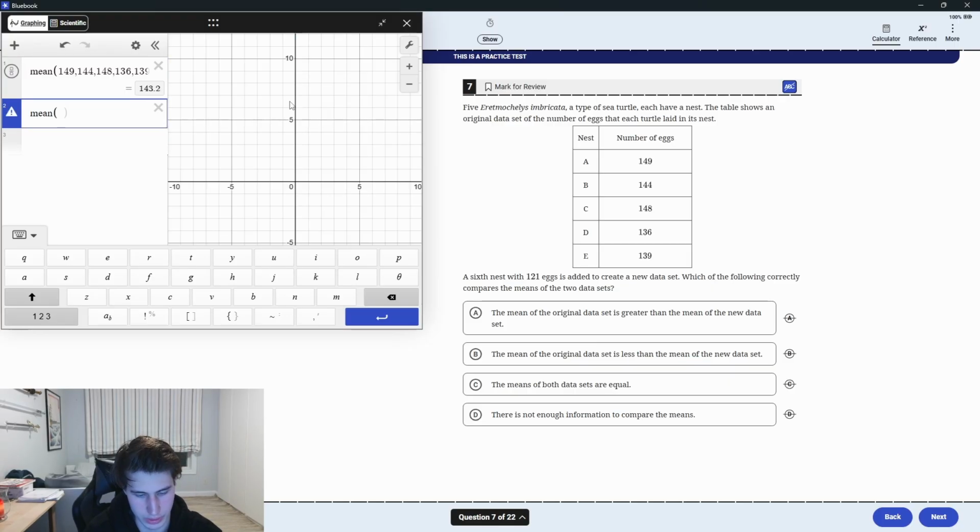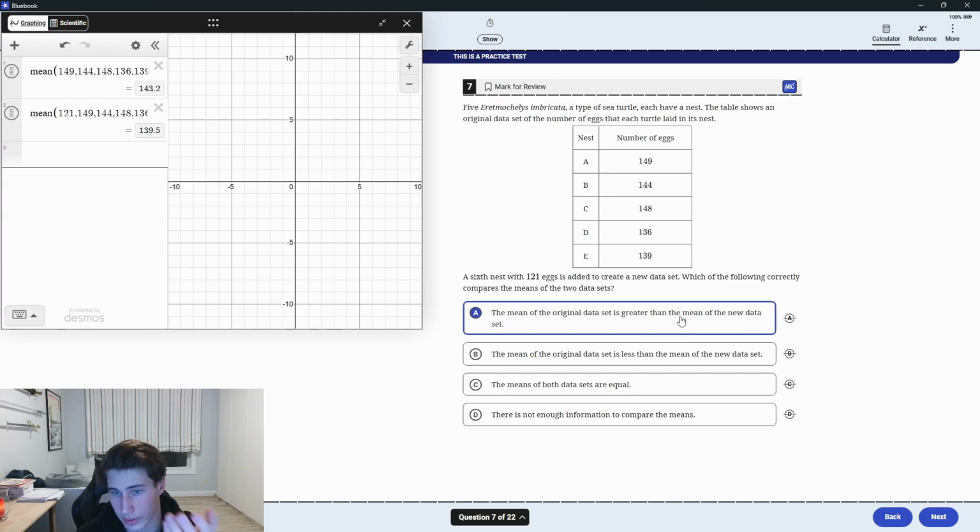And then for the second data set, you have 121, 149, 144, 148, 136, and 139. And that gets us a mean that's less than the first one. So that means that the mean of the original data set is greater than the mean of the new data set, and that is true.